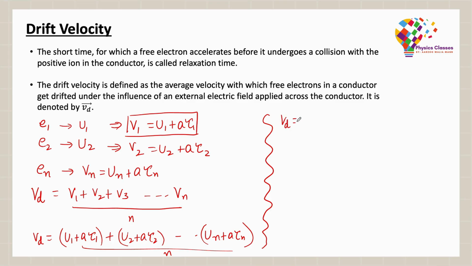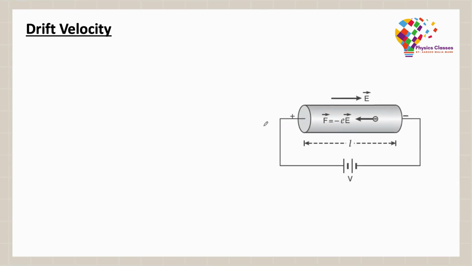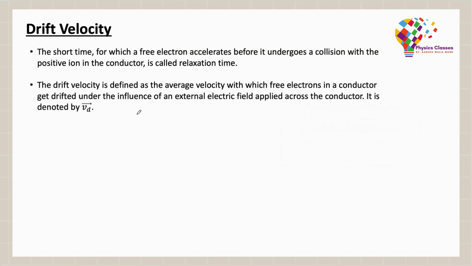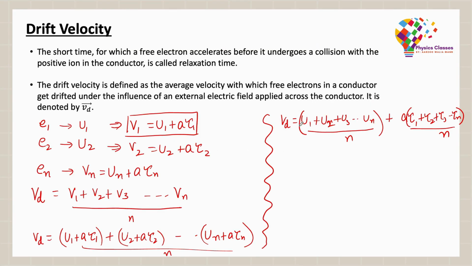Now we are going to do a little bit of mathematical manipulation. Let's take all the u's together: u1 plus u2 plus u3 so on up to un, divided by n, plus, taking a common, a times tau 1 plus tau 2 plus tau 3 so on up to tau n, divided by n. Now from the previous slide we already know that the average velocity was 0. So because the average velocity is 0, I can write this value as 0.